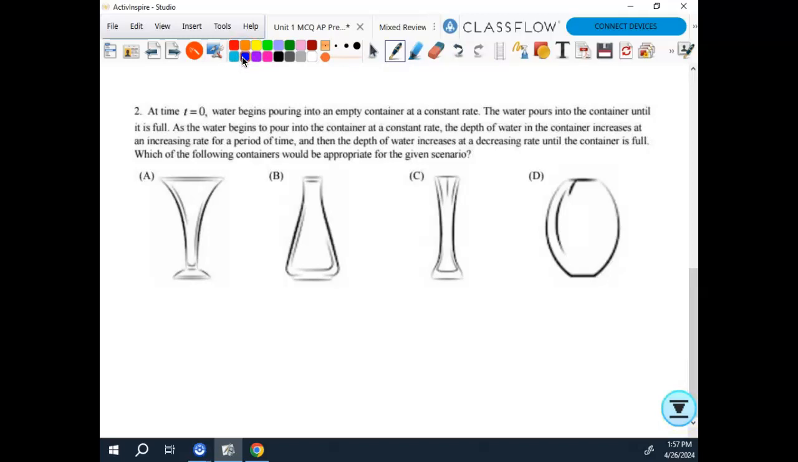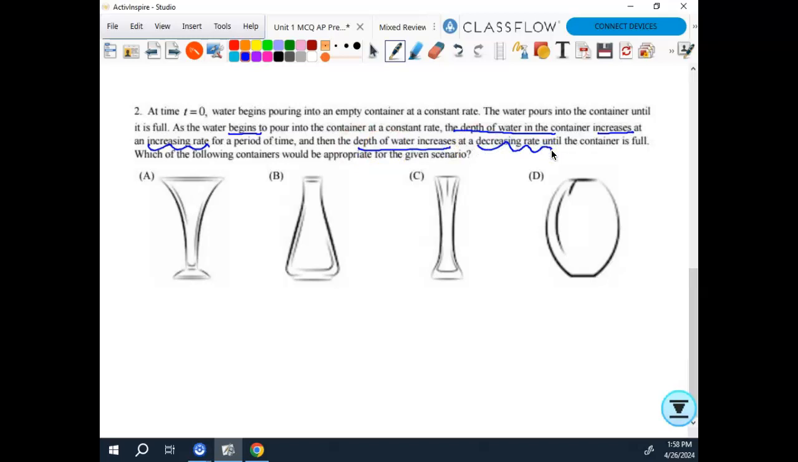Okay. You didn't get that far. Okay. All right, so we got all the colors of the rainbow again. Water begins pouring into an empty container at a constant rate. The water pours into the container until it's full. As water begins to pour into the container at a constant rate, the depth of the water in the container increases at an increasing rate for a period of time. Then the depth of the water increases at a decreasing rate until the container is full.